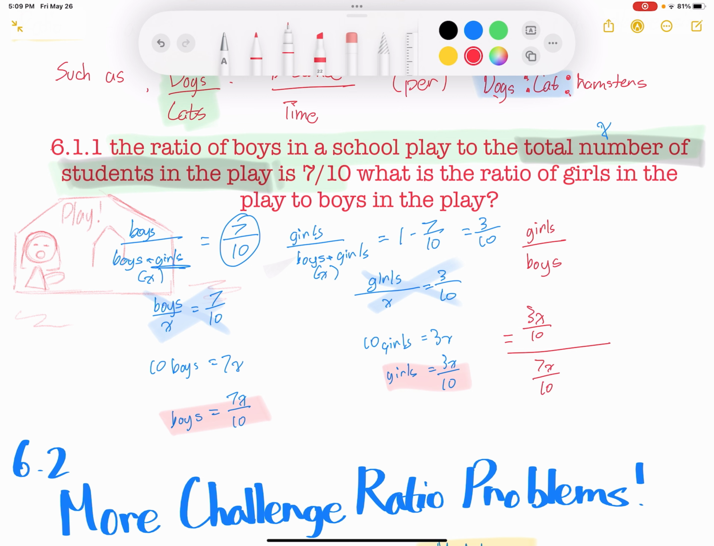First step, look for any similar terms that you can simplify. And here the case is 10 and x. So 10 and x are gone. Then we have 3 over 7, which is our total answer. So girls to boys equals 3 to 7. And that will be your answer.